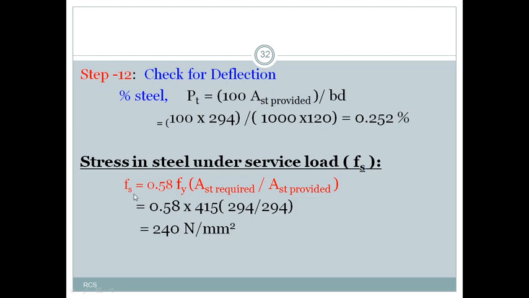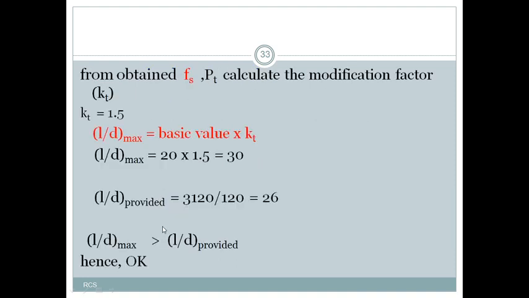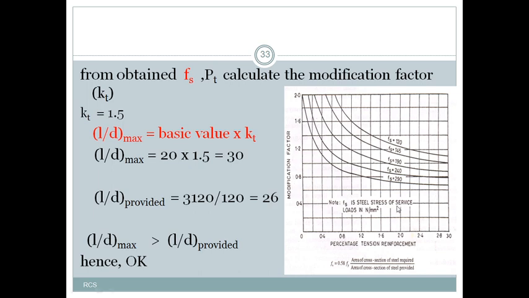I want to calculate the stress in steel under the service load. The formula will be Fs equal to 0.58 Fy, AST required by AST provided. This is also given in IS 456 2000. From that, if you substitute the values of Fy and AST required and provided, we will get Fs equal to 240 kilonewton per mm square. With the obtained percentage of steel and Fs, we have to find the modification factor from the graph provided here. This graph is also available in IS 456. From there only I have copied this.